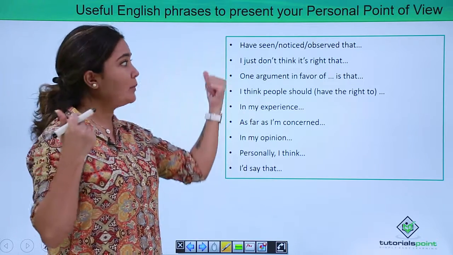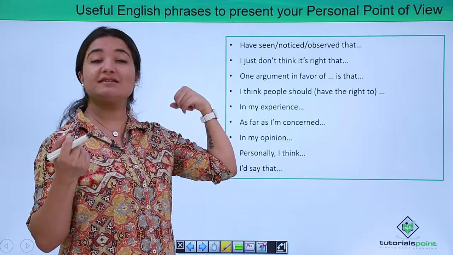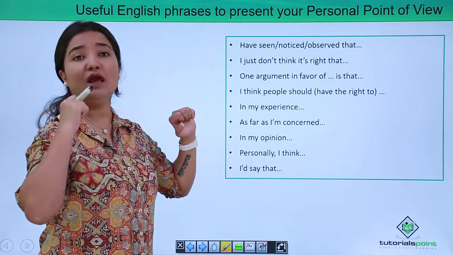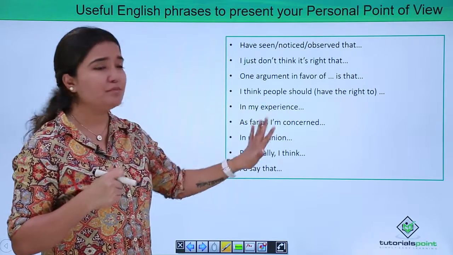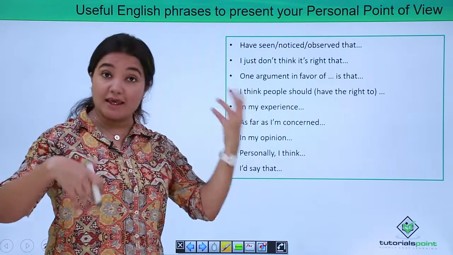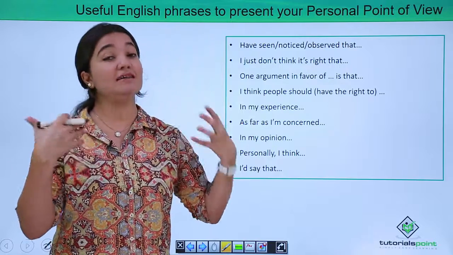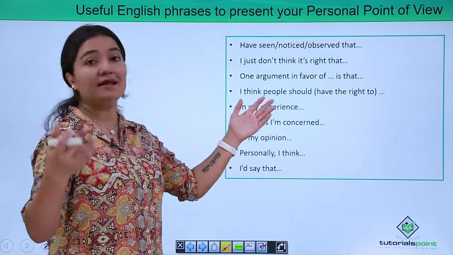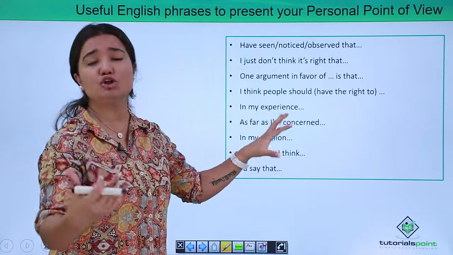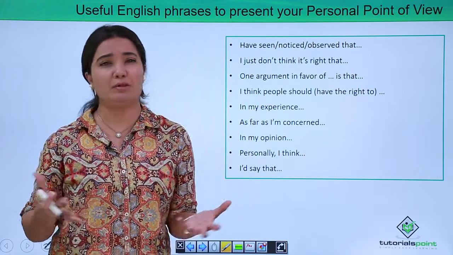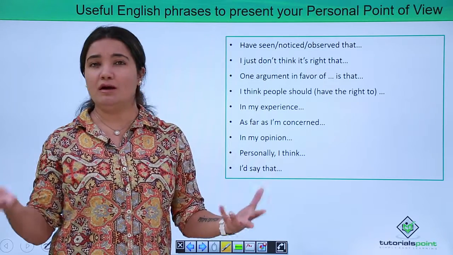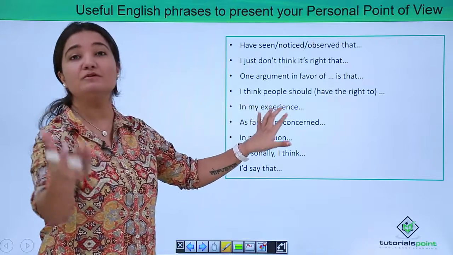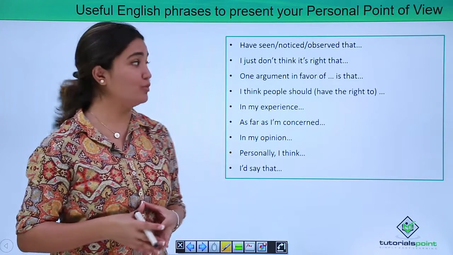Obviously, based on the situation you are in and the discussion that is going on, you can use these different phrases. Going to the next one: "I think people should." When you say "I think," you are presenting your own opinion. Depending upon the situation, maybe the discussion is around their rights or their duties as citizens, so "I think people should." Again, you are presenting your point of view.